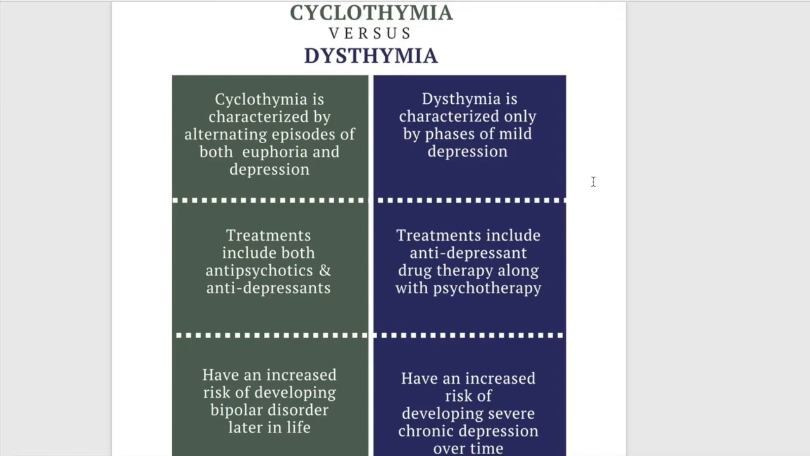And with bipolar 2, a person has to have at least one episode of past hypomania, a less severe form of mania, and then a current or past major depression. So definitely take a look at my bipolar 1 versus bipolar 2 video, because I go into more detail in that video. I've already posted that. It's on my channel, so take a look at that.